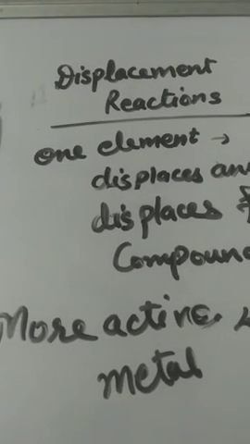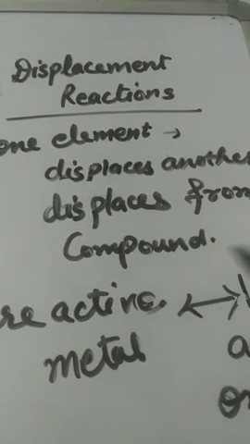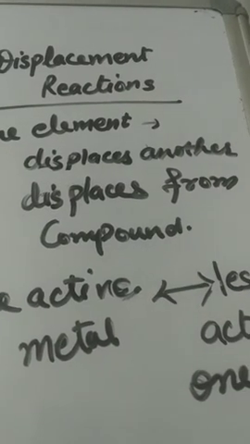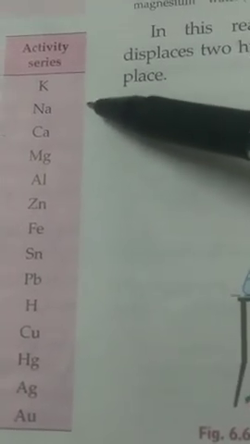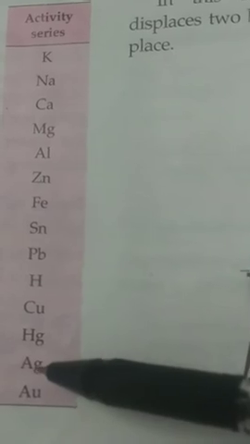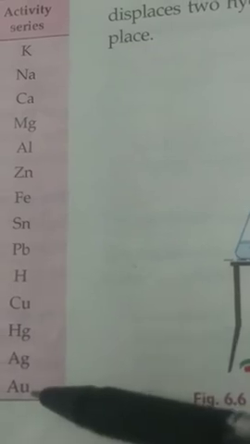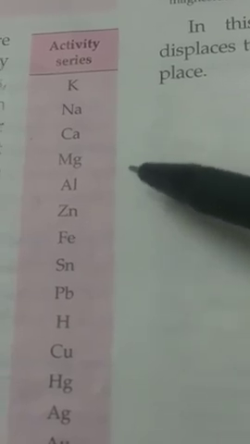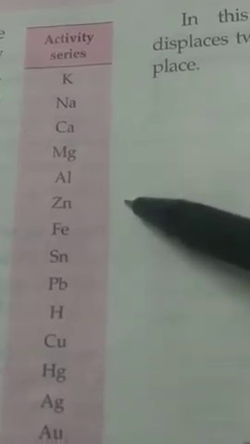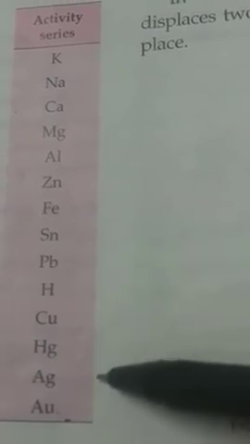Displacement reaction. What is a displacement reaction? When one element displaces another from a compound and takes its place. We come to know about the displacement reaction when we study the activity series. In the activity series, we know that the uppermost metals are more active than the lower ones. The higher an element is placed in the series, the more active it is. Whereas elements below hydrogen in the series are less active.